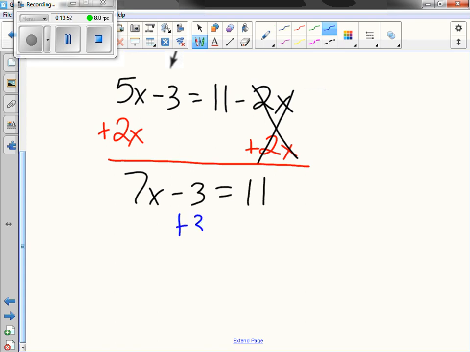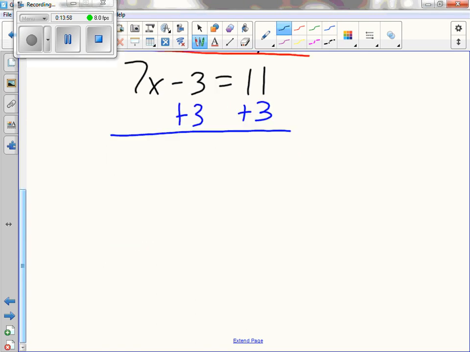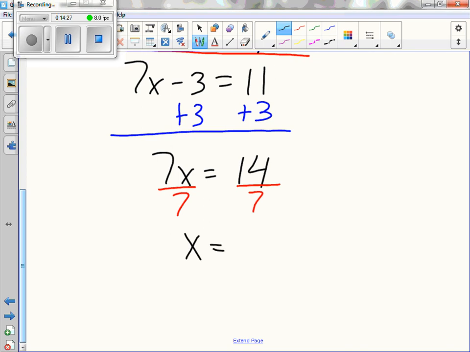Then our next step is to add 3 to both sides. And when we add 3 to both sides, we are getting x by itself. So we have 7x is equal to 14. We just want to know what the value of x is, not what 7x is. So last but not least, we divide both sides by 7 to get x by itself. 14 divided by 7 will give us 2. So we found the value of x.